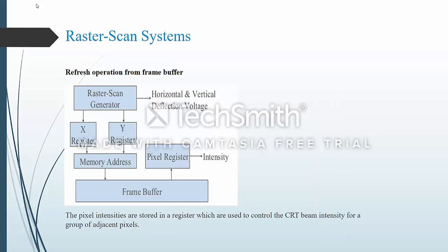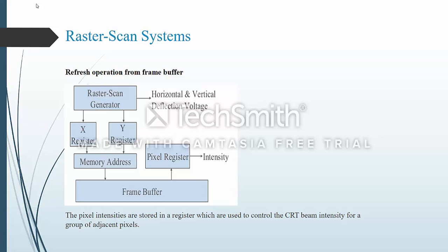Refresh operations from a frame buffer. The pixel intensities are stored in a register which is used to control the CRT beam intensity for a group of adjacent pixels. Now, it's time for some operations performed by the video controller. They can retrieve pixel intensities from different memory areas on different cycles. In high quality systems, two frame buffers are often provided so that one buffer can be used for refreshing while the other is filled with intensity values. This provides a mechanism for generating real-time animation.